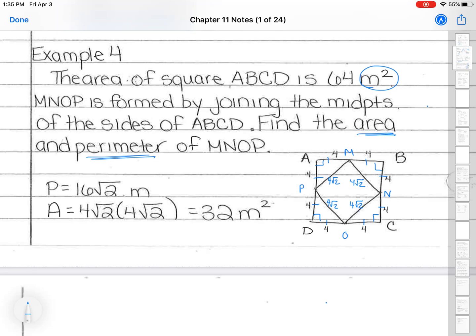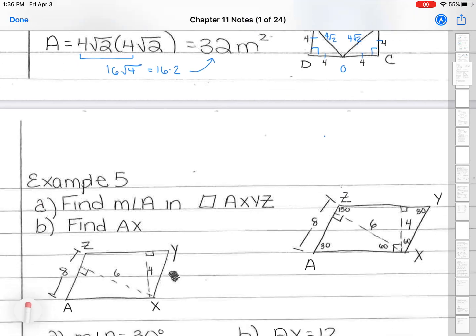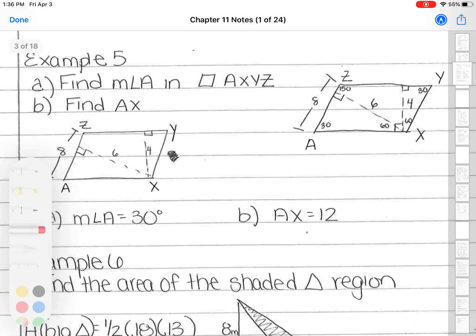And then if we are finding the area of the inside figure, then you're going to do base times height, and you have 4 radical 2 times 4 radical 2. 4 times 4 is 16. Radical 2 times radical 2 is radical 4. And that's 16 times 2, which gets you 32 meters squared.